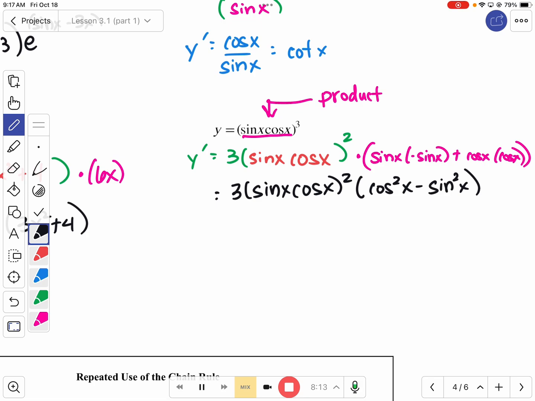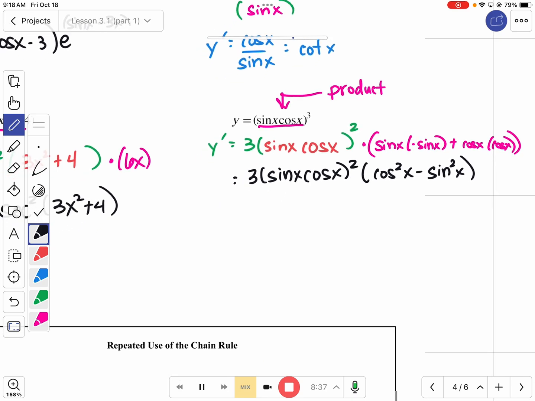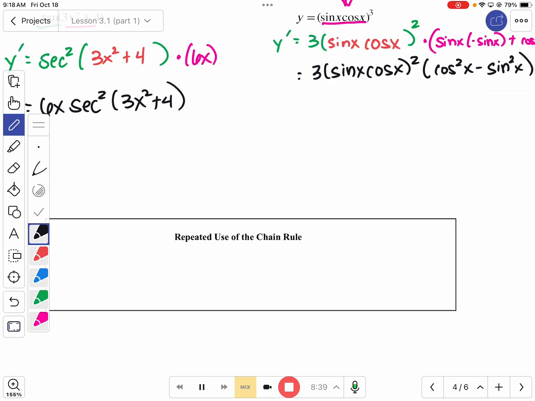So you've got to look for, when I do the derivative of my inside, is it a product? Is it a quotient? Because you have to treat it differently. That's where they'll get you, those little things. Now, I'd like to tell you that's as terrible as the chain rule gets, but we all know that's not true. There's always something worse, and we refer to that as repeated use of the chain rule.